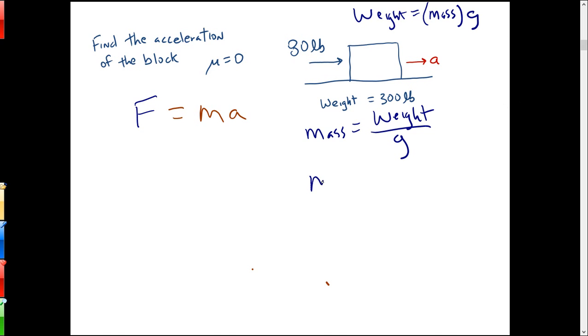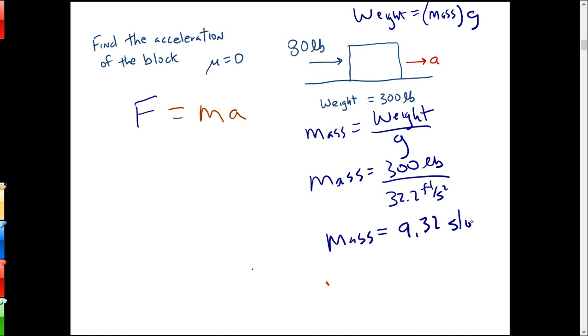So you want to get a mass, and that's going to be the 300 pounds divided by G, and that's 32.2 feet per second squared. So that'll get you the mass. And as I was saying, as long as you're in pounds, feet, and seconds, you're going to get slugs out. So don't worry too much about the units on this stuff. If you stay in standard units, you're good. So that's 9.32, and the units for mass are slugs.